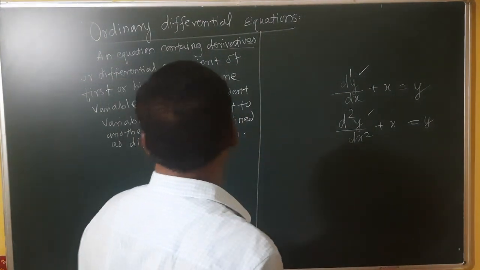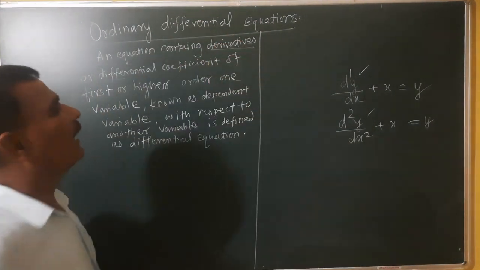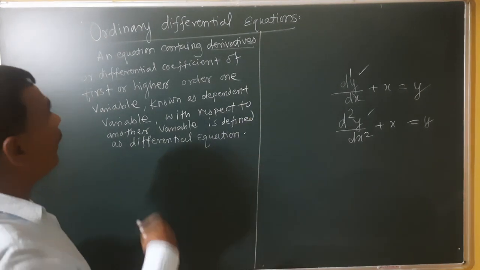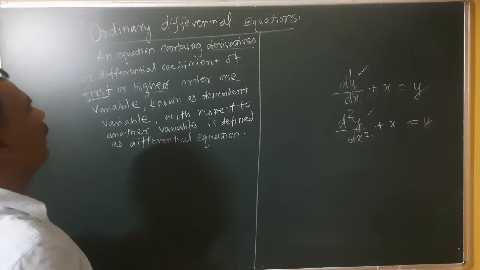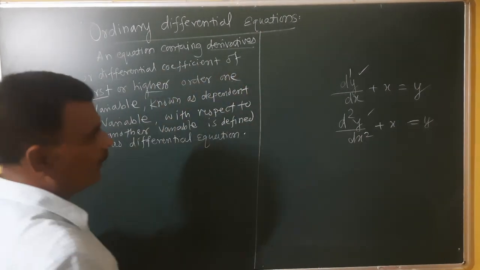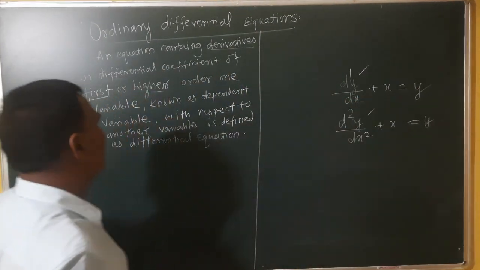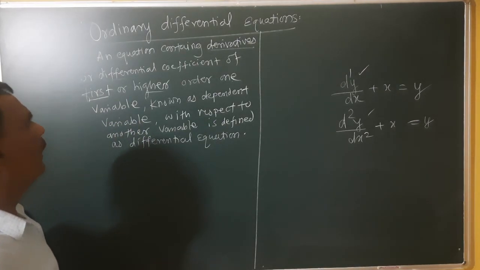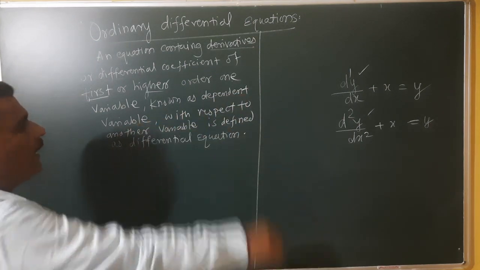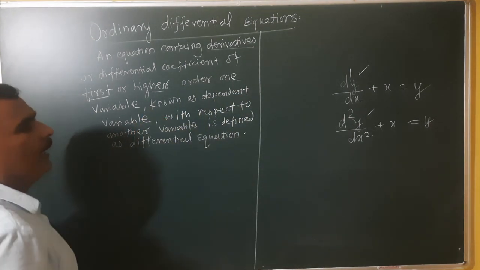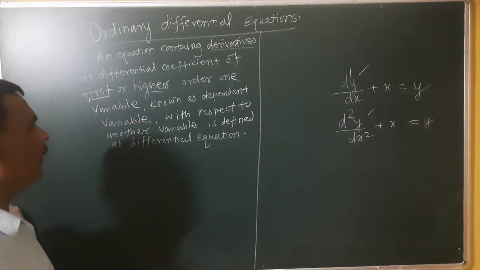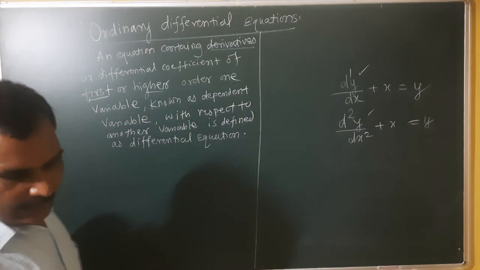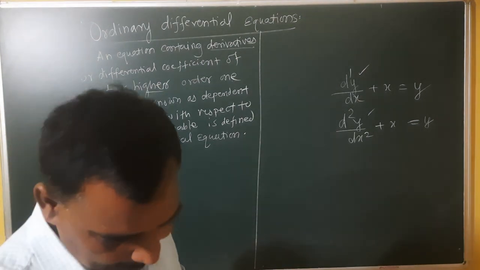Means we have an equation containing derivatives or differential coefficients of first or higher order of one variable, that is y, known as the dependent variable with respect to another. Here y depends on x. With respect to another variable is defined as a differential equation.